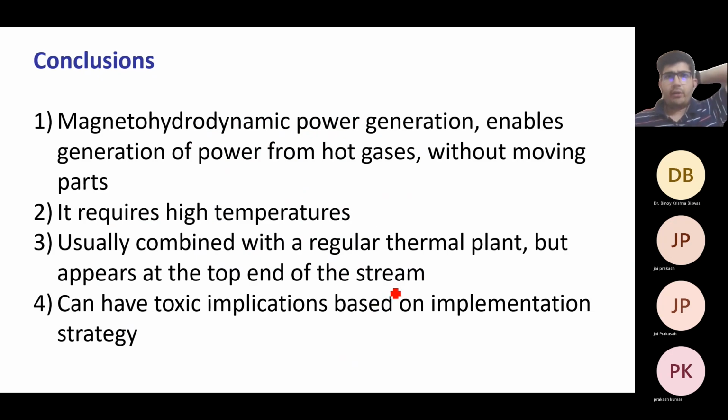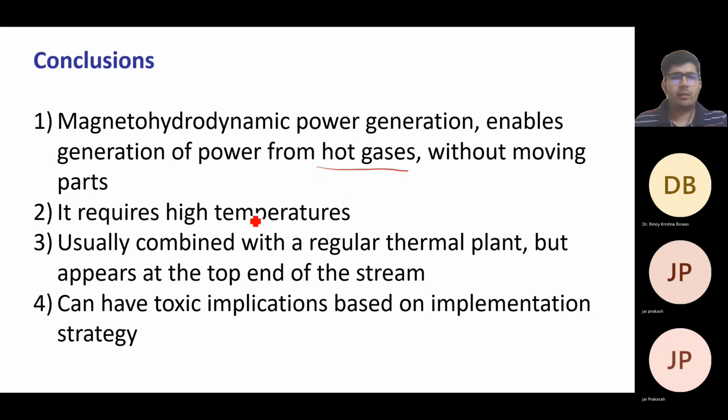So basically, magneto-hydrodynamic power generation enables generation of power from hot gases without moving parts. As we have seen, there are no moving parts, we are only having hot gases flow, and we are generating plasma and getting the electricity. It requires high temperature, because if you want to generate plasma, then you require very high temperature. Usually combined with a regular thermal plant, but at the top end of the stream. So we can install this with a combined cycle power plant as a topping cycle.